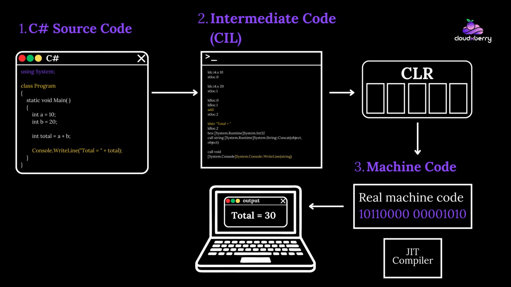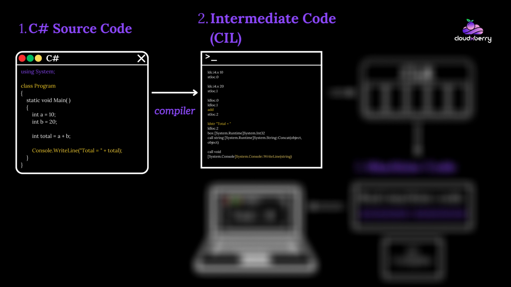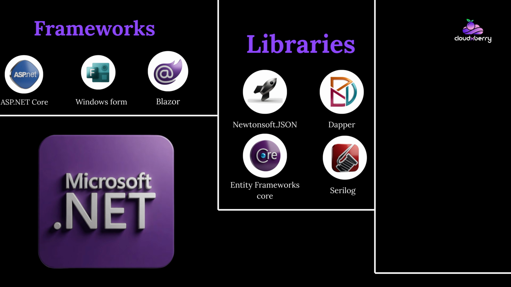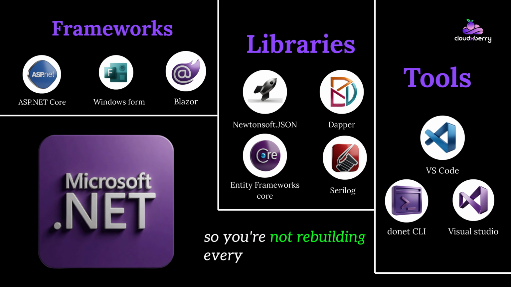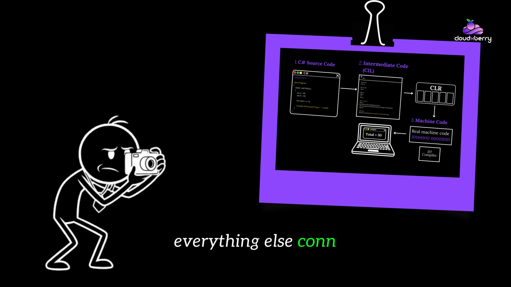So let me bring this all together. You write C#. The compiler turns it into intermediate code. The CLR runs it. The JIT makes it native machine code. And .NET gives you the libraries, frameworks, and tooling so you're not rebuilding everything from scratch every time. Once this picture clicks, everything else connects faster.